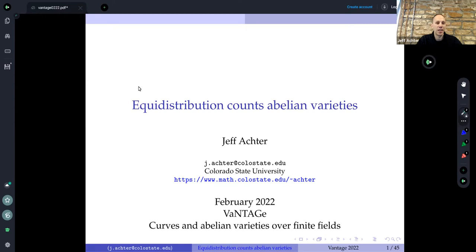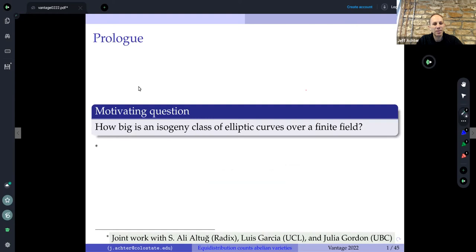So the basic question that I'm after today is, how big is an isogeny class of elliptic curves over a finite field? And what I'll be reporting on for the most part is work with Julia Gordon. I started talking with her about this a while ago, and we were soon joined by Ali Altug and Louis Garcia. And here's how the story goes.